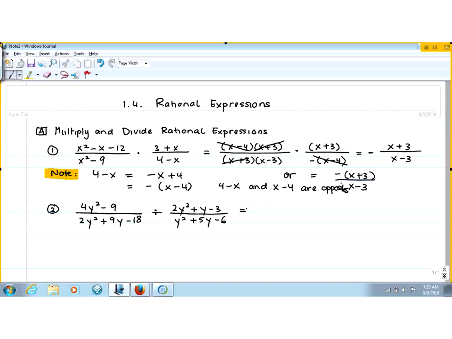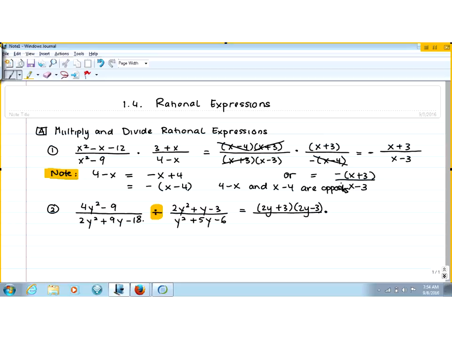Okay, good. Now, how about number 2? Well, can we factor 4y squared minus 9? Oh, this is division also. Right? What do you do with division? Yeah, you have to flip it. So you could flip it and factor it at the same time. Okay. So 4y squared minus 9 is 2y plus 3 times 2y minus 3, divided by.